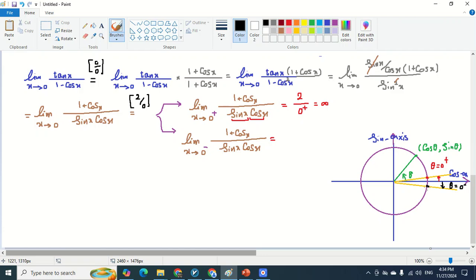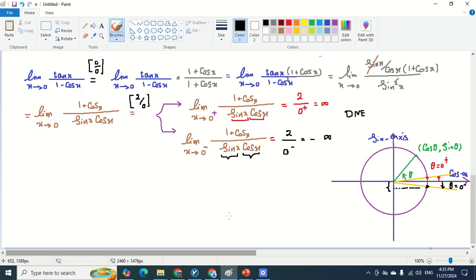So if it's 0 minus, then the cosine, or the x value, is positive at this point, but the y value, or the value of the sine, which is determined by this segment, is negative. So the sine is negative and the cosine is positive, and positive times negative gives us 0 minus, and 2 over 0 minus gives minus infinity. Because of that, the limit does not exist, and in this case we also determine that the right side and left side limits are not the same.